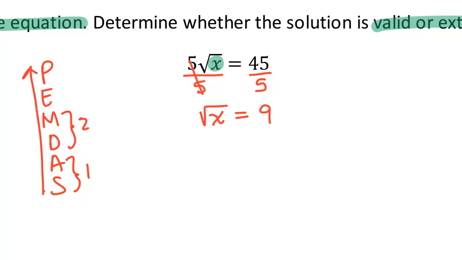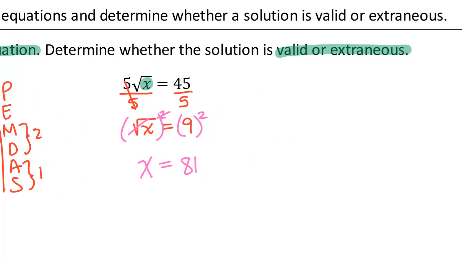Square root of 9. What do you do with the exponent? Raise it to what power? To the second power, right? So the square root cancels out the squared, and I get x equals, what's 9 to the second power? 81. Okay, 81.